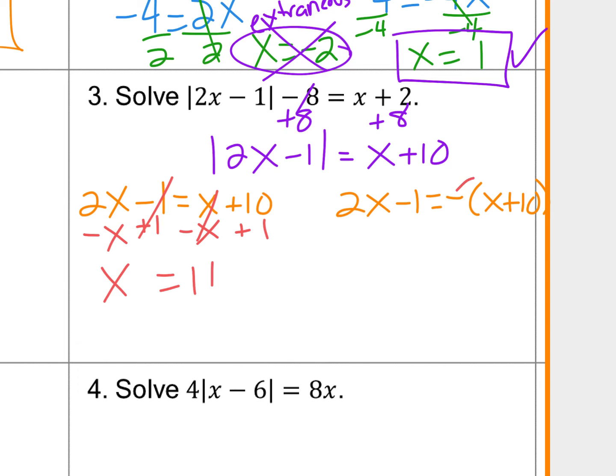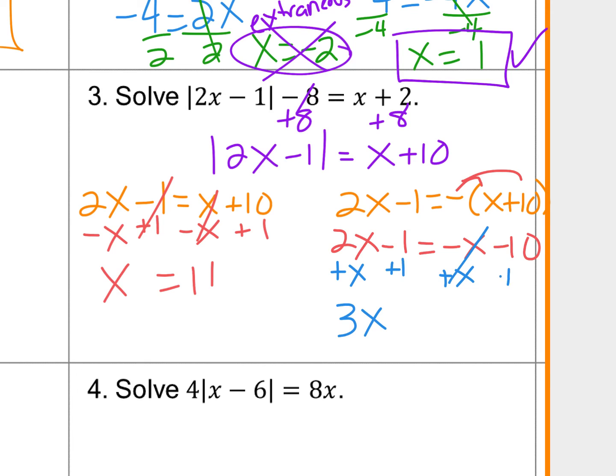On the right equation, I'm going to have to distribute the negative first before taking the same steps. So negative x minus 10. Okay, and then I can add the x to the left, so I get 3x. And then I'll add the 1 to the right side. So I'm just basically moving variables to the left and constants to the right. And that would be negative 9, and then I've got to divide. So x equals negative 3.